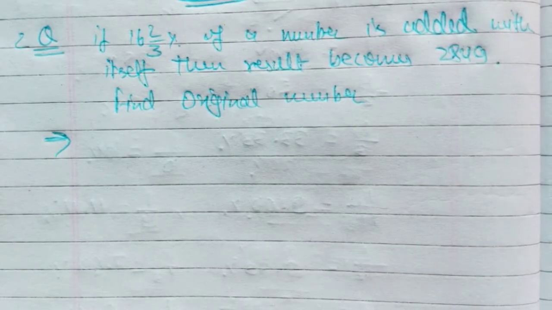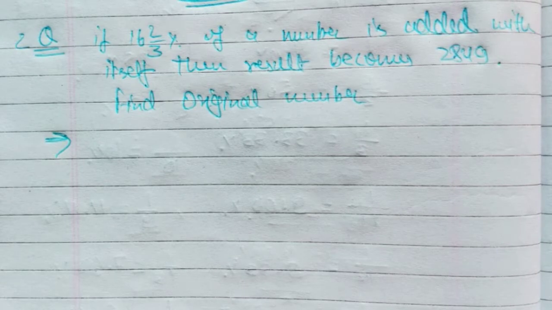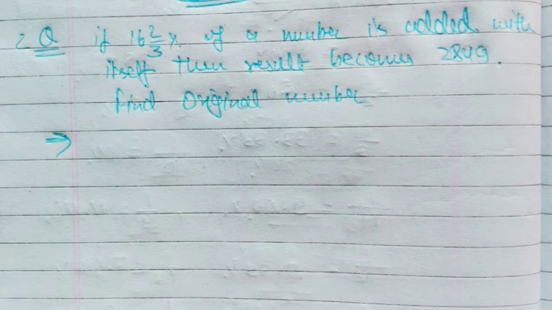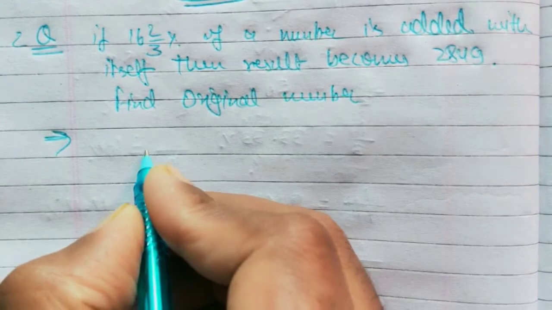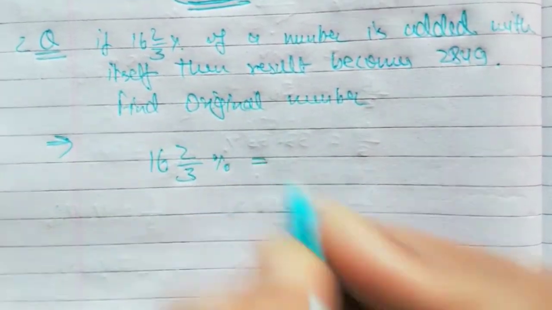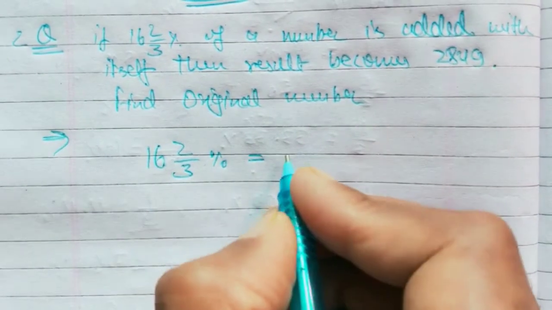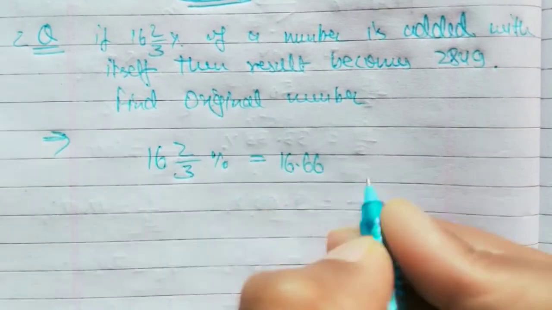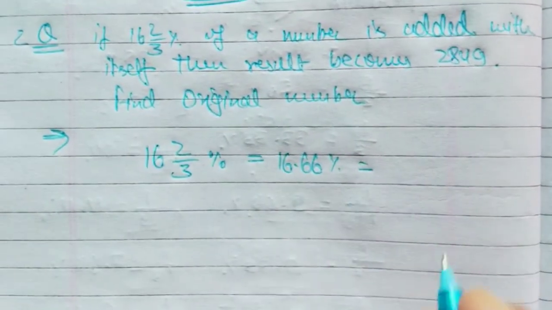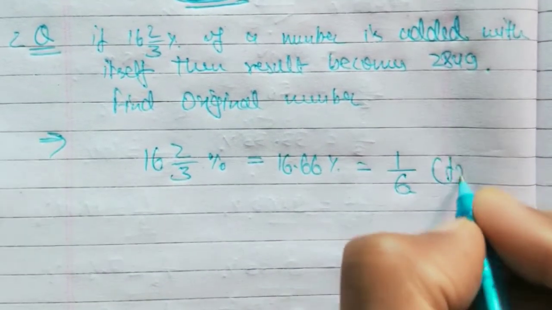Now this is the second question. The question is given as: if 16 2/3% of a number is added to itself, then the result becomes 2849. Find the original number. We only need to change the percentage 16 2/3% into a fraction. We know 16 2/3% is written as 16.66%, and it is 1/6 in terms of fraction, right?